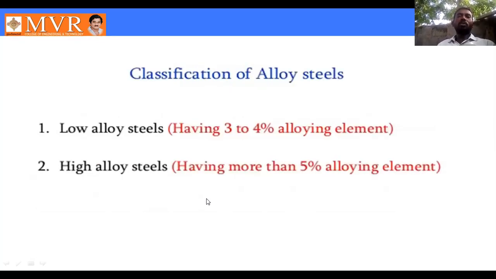See here the classifications of alloy steels. Basically there are two types. First one is low alloy steel. Next one is high alloy steel. For low alloy steel we use 3 to 4% alloying elements, but for high alloy steel we use more than 5%.